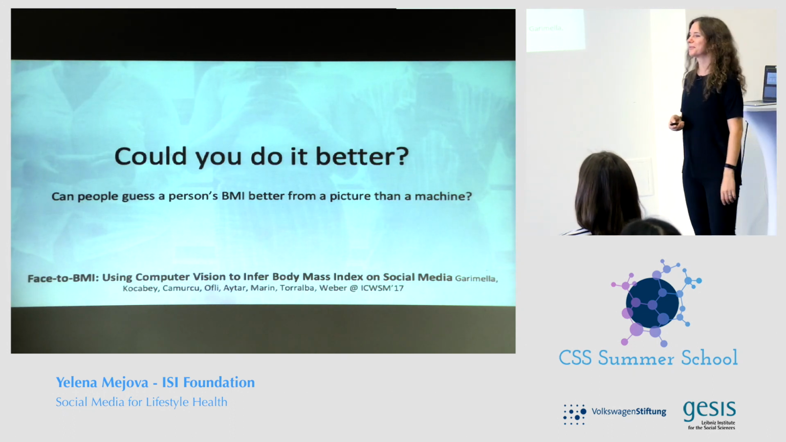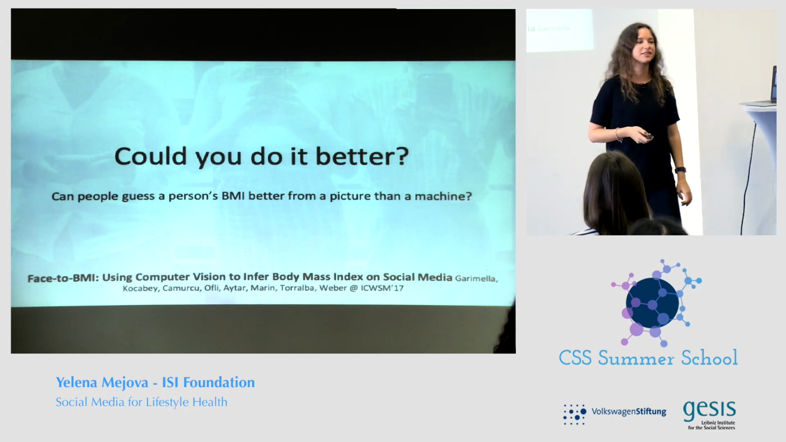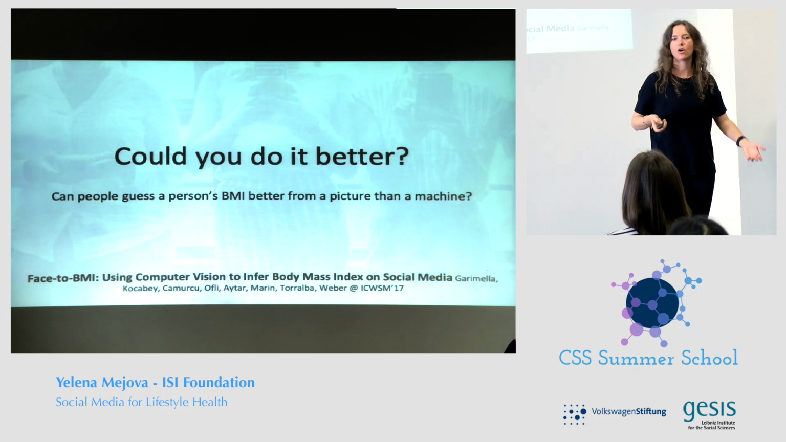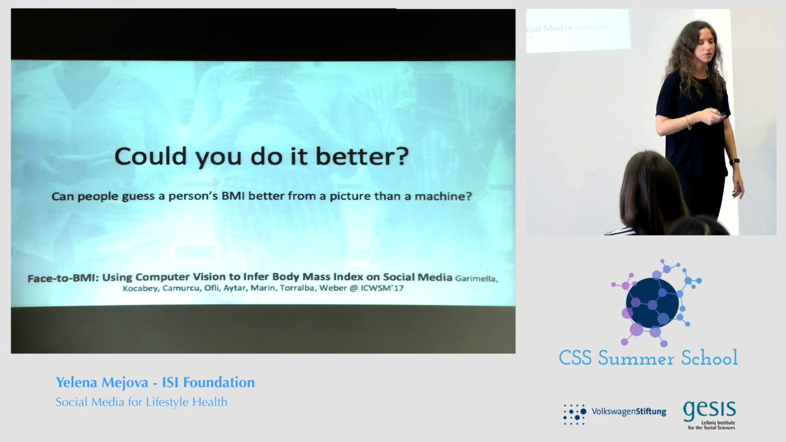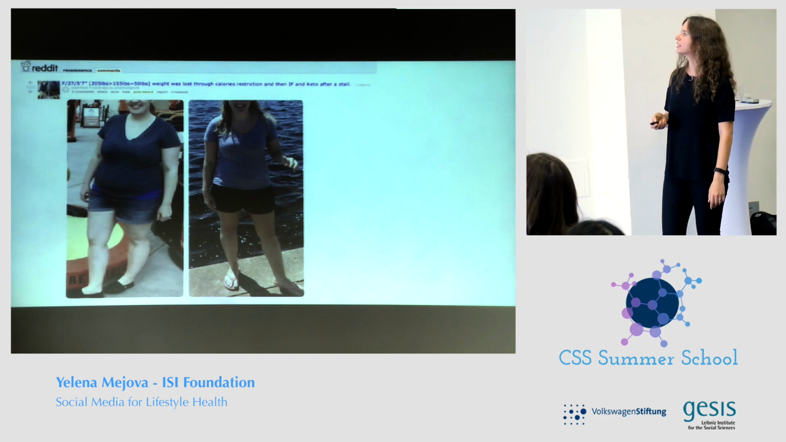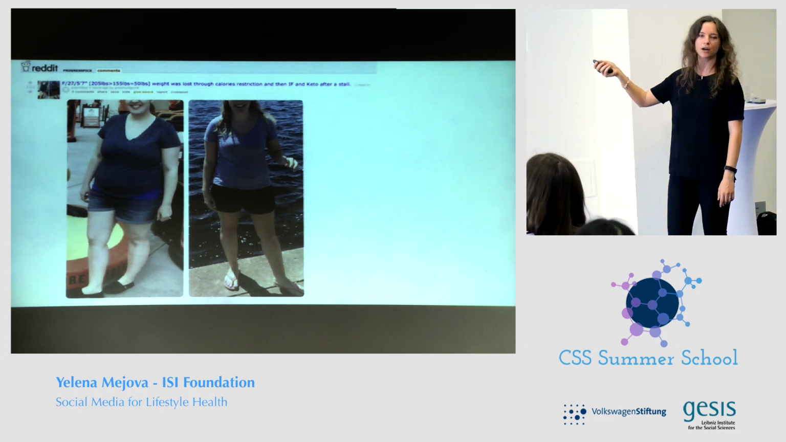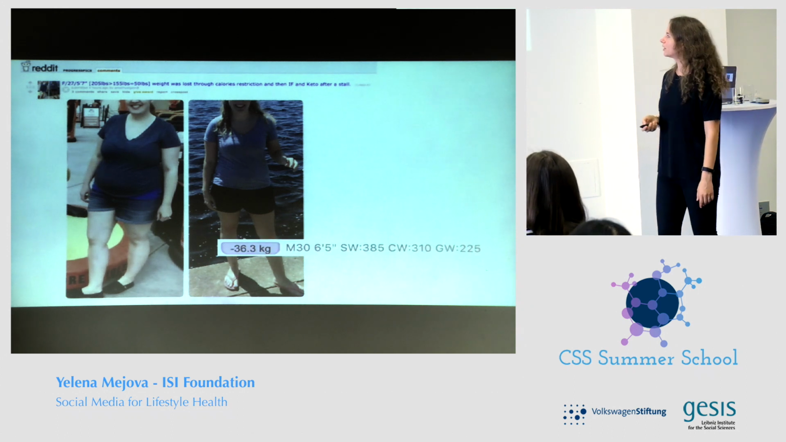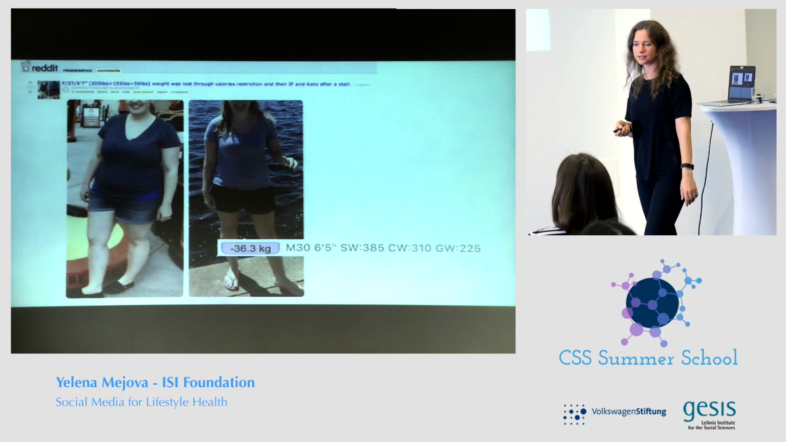So one of the questions that often arises is, well, maybe the machines are stupid, right? They obviously don't see what we see in the pictures. So could you actually say what the BMI, the body mass index, of a person is from a picture? And there are interesting places to get data for this.